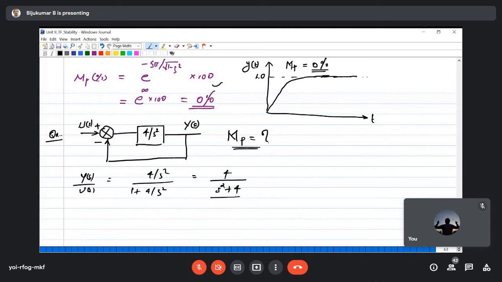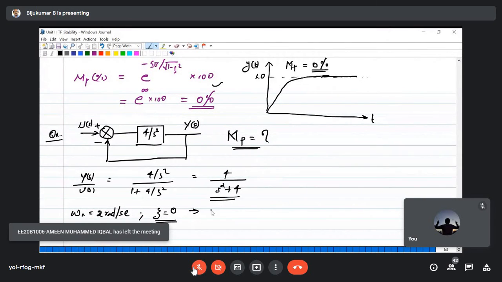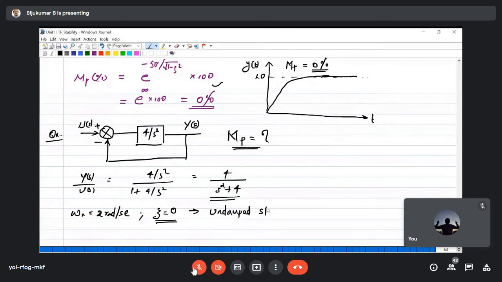Right? So in this case, what is the value of zeta and omega n? Omega n remains the same, omega n equals 2. Unlike the previous case, zeta is 0, right? That is the observation. Zeta is 0 means it is an undamped system, right? Yeah, undamped system. What about the system poles in this case? We already mentioned that for an undamped system, poles will be purely imaginary. Yeah, correct. So in this case, it is plus or minus j2, right?